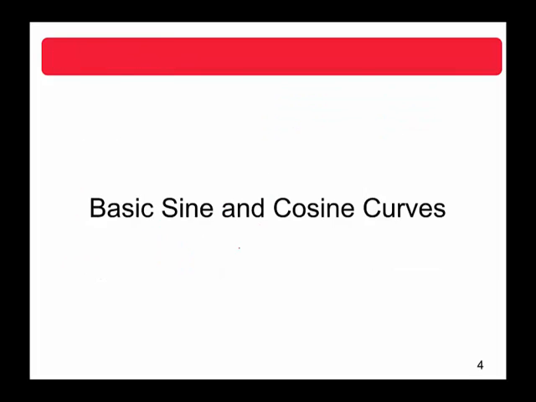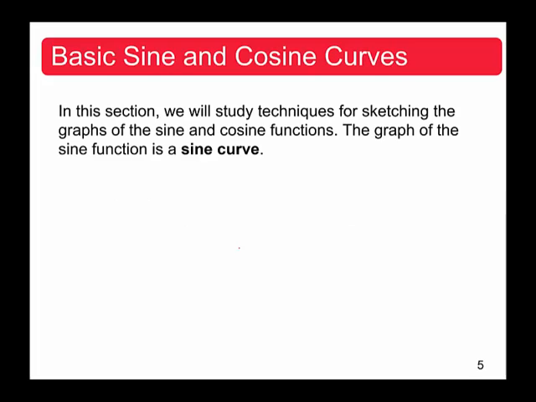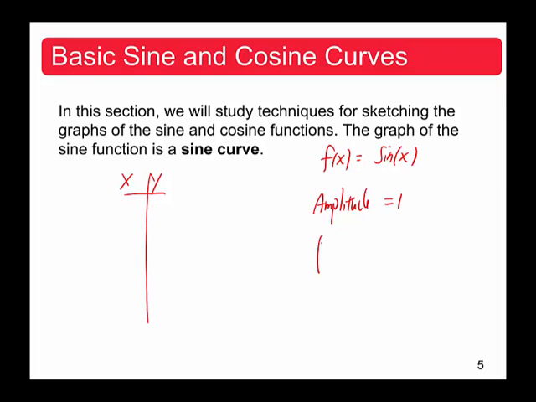Now, first of all, we take a look at the basic sine and cosine curves. For sine curves, you'll get a sine curve for the first period. So let's assume f of x equals sine x. Here the amplitude equals 1 and the period equals 2 pi. And for this we need 5 ordered pairs for one period.